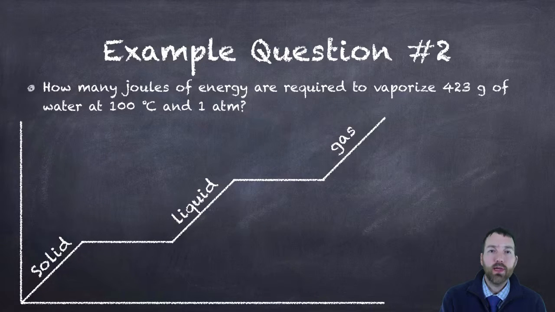Okay, so let's visualize where we are on this graph again. So we want to know how many joules are needed to vaporize this much water. So where does vaporization happen? That's a change in state. So that's on the flat line part. I'm taking this liquid water and vaporizing it or boiling it into this gas. So right here, of course, that is the heat of vaporization. So I'm going to use equation number 3.